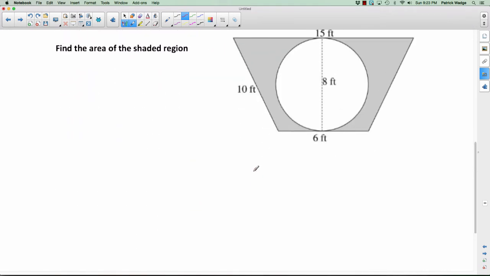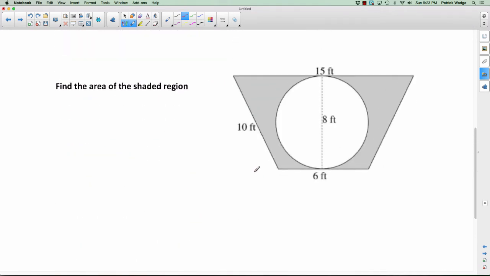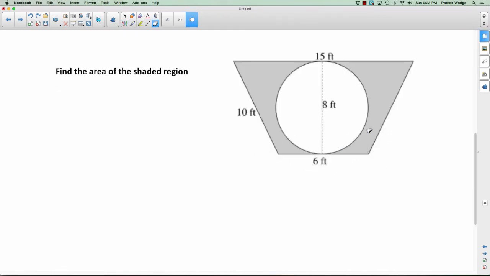Okay, one more. This one's a little different. It says find the area of the shaded region. So you just want all the part that's shaded out here and down here and over here and up there. So really, there's only one way you can do this one.